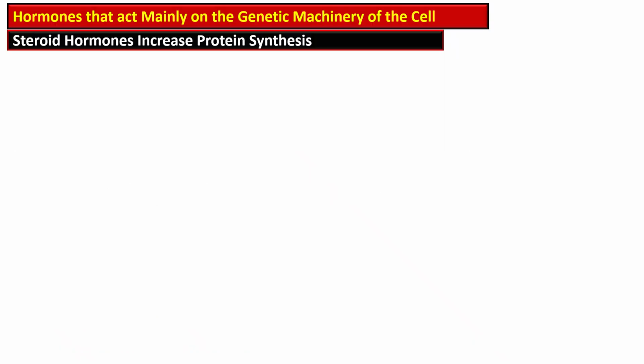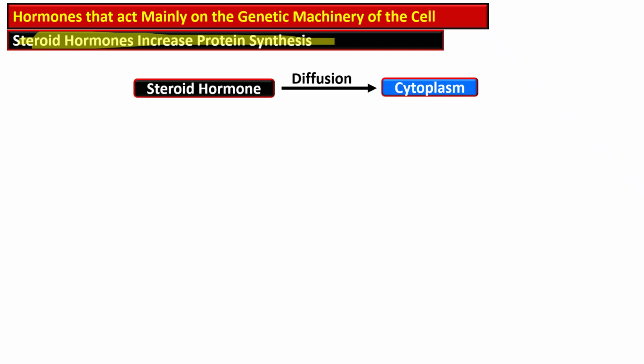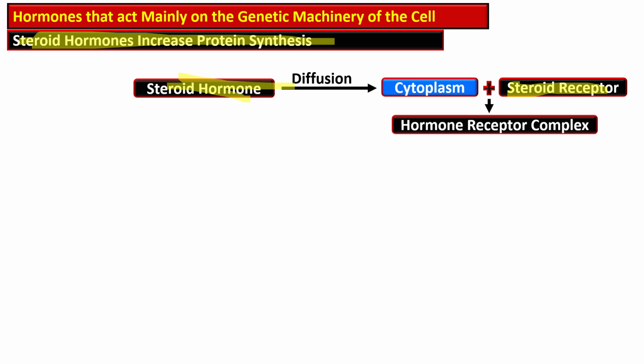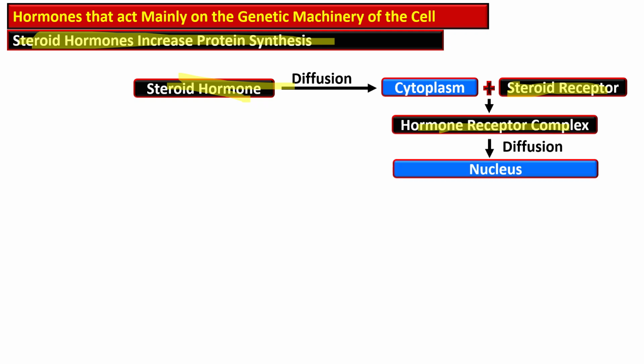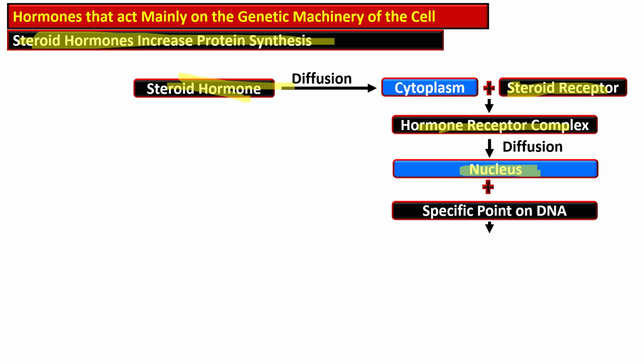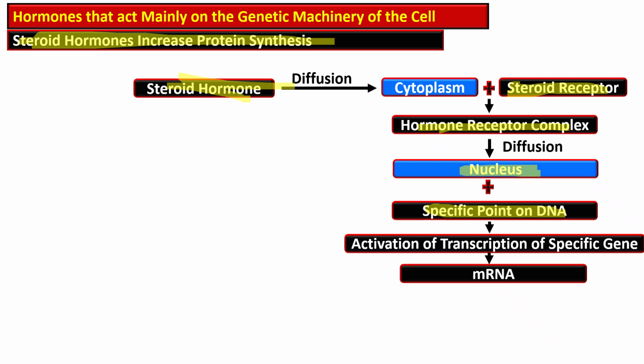So the steroid hormones increase the synthesis of protein. The steroid hormone goes to the cytoplasm of the cell through the process of diffusion, and in the cell it binds with the steroid receptor and a hormone receptor complex is formed. That, through diffusion, reaches the nucleus, and then in the nucleus it acts on a specific point on the DNA.